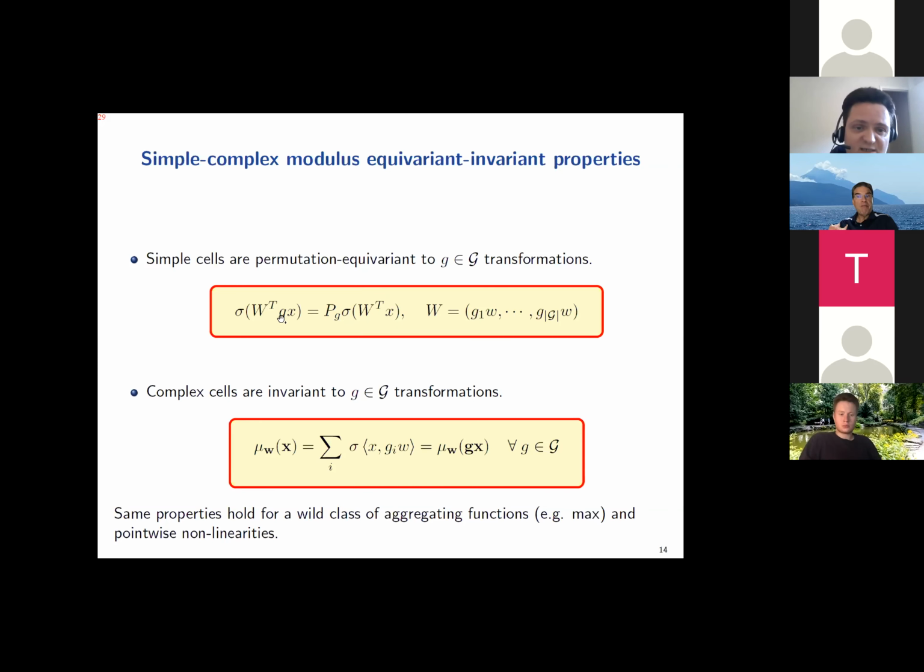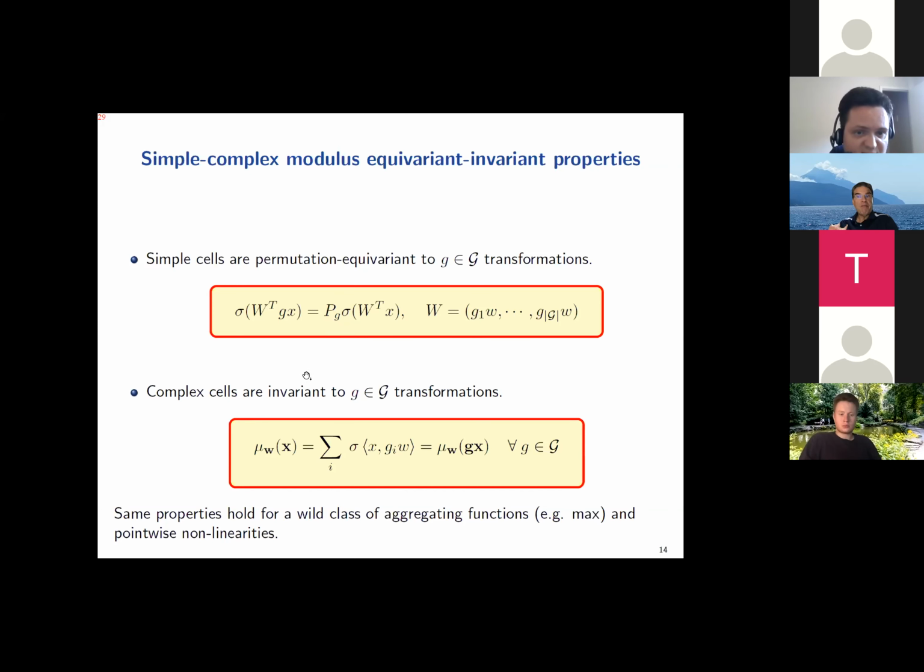What you can immediately see is that if, instead of calculating the neural representation for X, you calculate the neural representation for GX, due to the closure property of the group, this will be transformed into basically a permutation of the simple cell responses. So the action of a transformation at the level of the stimulus is a permutation at the level of the activations. And so this is a form of permutation equivariance.